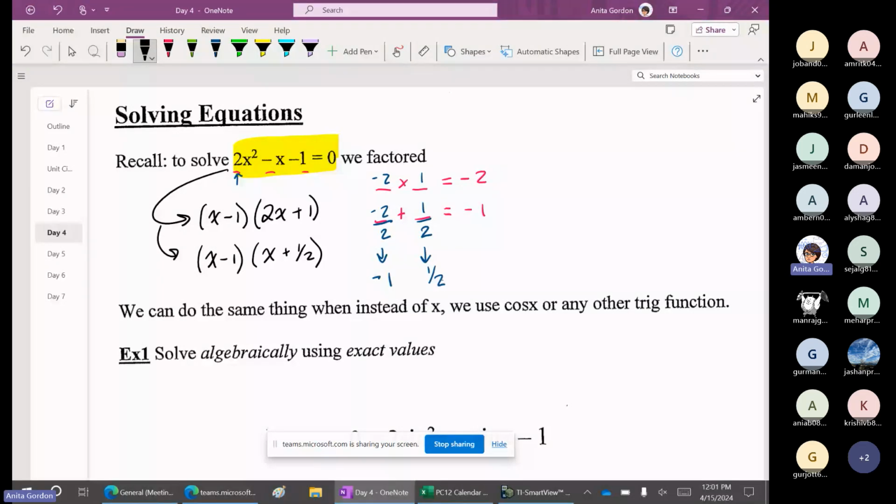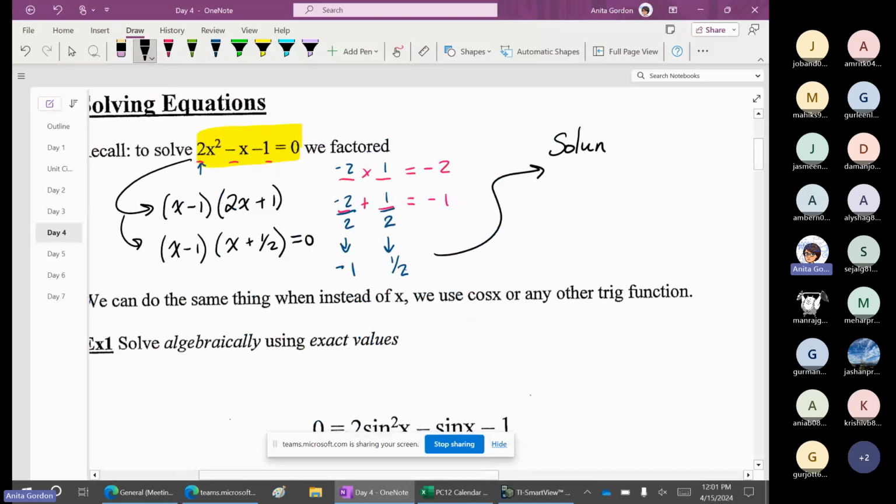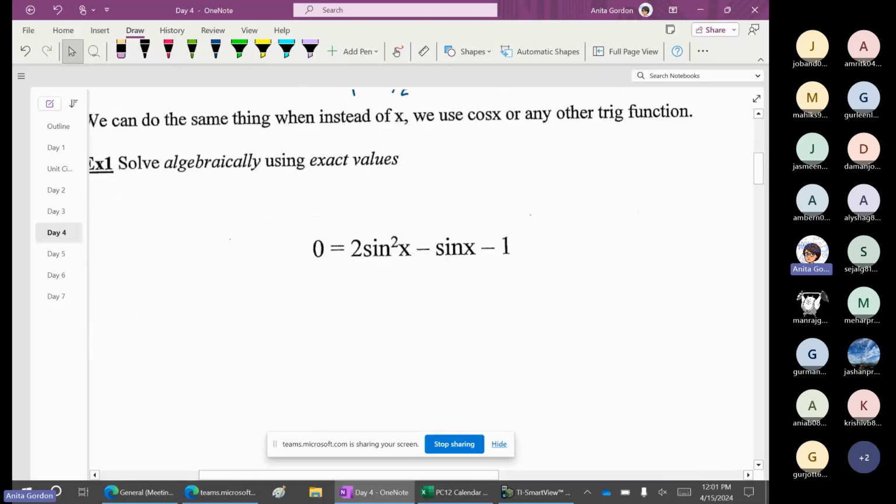Okay, so because this equation equals 0, this tells me that my solutions are x must be 1 or x must be -1/2. These two values will solve the equation. We're going to do exactly the same thing, but with trig. So take a look at example 1.